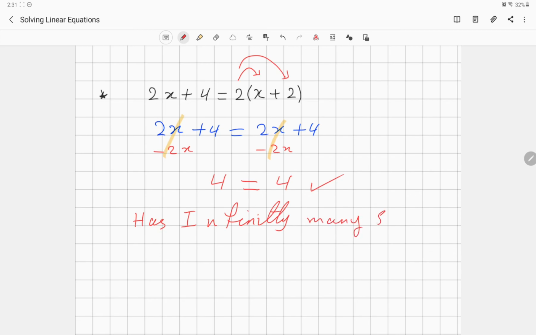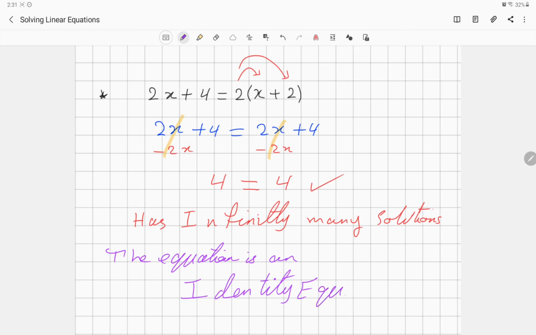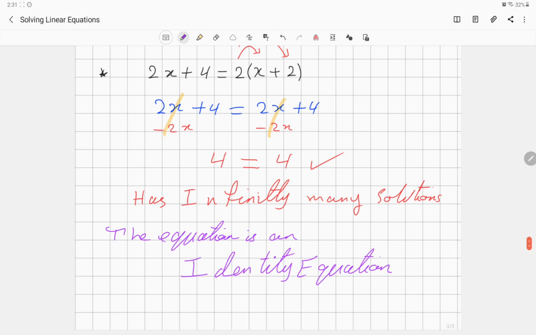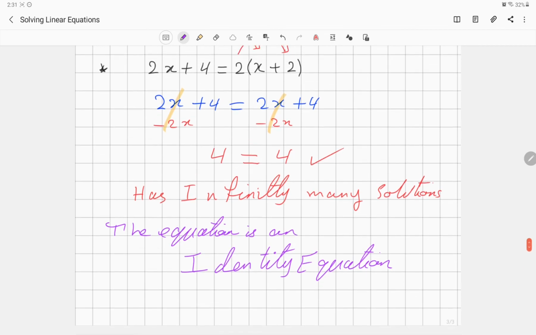It has many solutions, and the equation itself is called an identity. Let's write this in a different color. The equation is an identity equation. And why is it called identity? Because just like the 0 for addition and the 1 for multiplication doesn't make any changes to the value. So in this case, it's an identity equation.